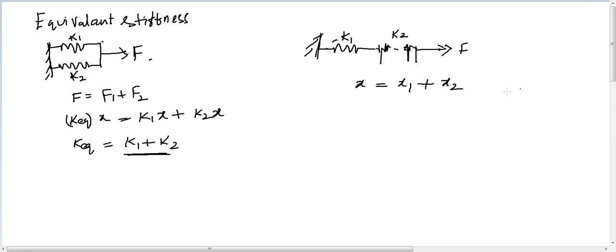And we know that F is equal to k into x. If you want to find out x, it is F by k. Here x is nothing but F by k equivalent, which is equal to F by k1 for x1, plus F by k2 for x2.